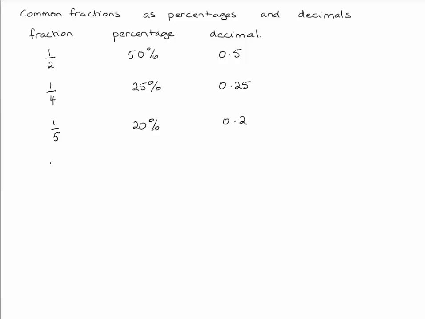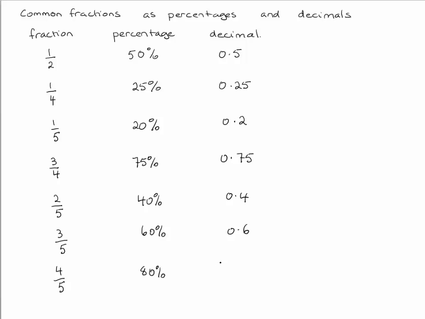And then we can have multiples of those. And so 2/4, well, that's the same as a half. 3/4 is the same as 75% or 0.75 as a decimal. 2/5 is the same as 40% or 0.4. 3/5 is the same as 60% or 0.6. And 4/5 is the same as 80% or 0.8.